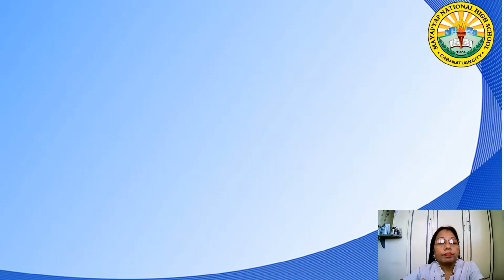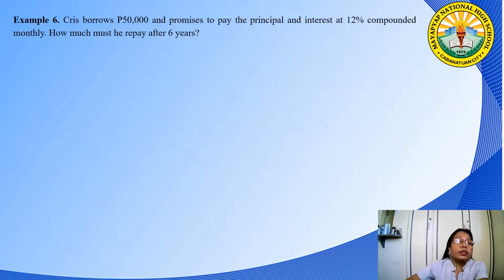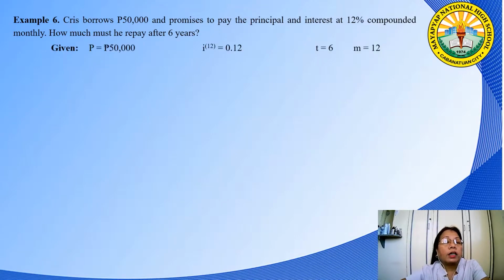So another example: Chris borrows 50,000 pesos and promises to pay the principal and interest at 12% compounded monthly. How much must he repay after 6 years? Again, identify the given. P is 50,000 pesos. i raised to 12, since it is compounded monthly, is equal to 0.12. t is 6 years. Then the frequency of conversion m equals 12. So find the future value.